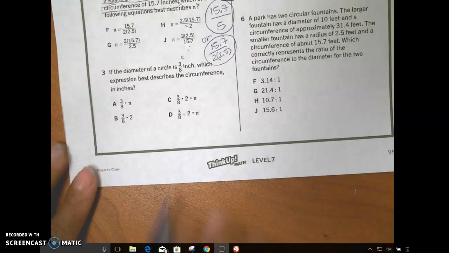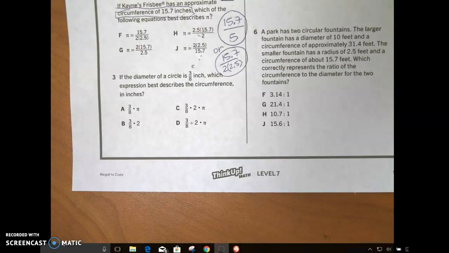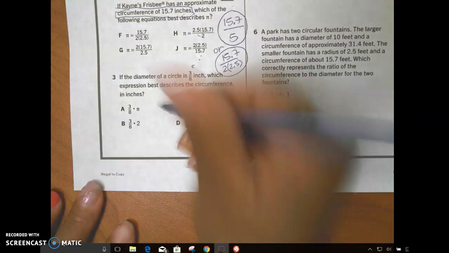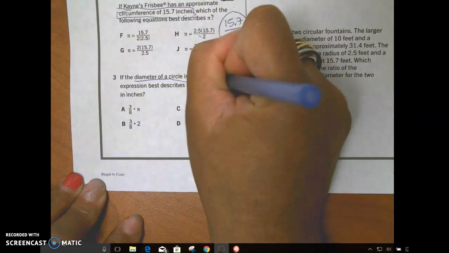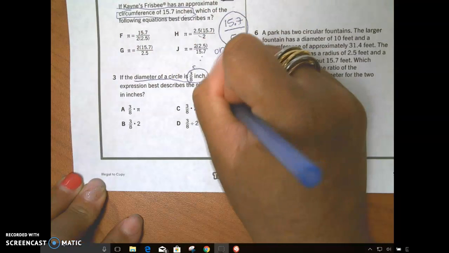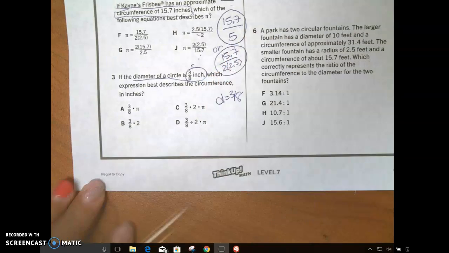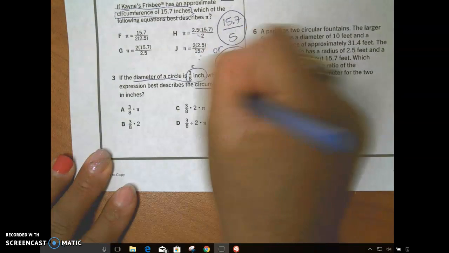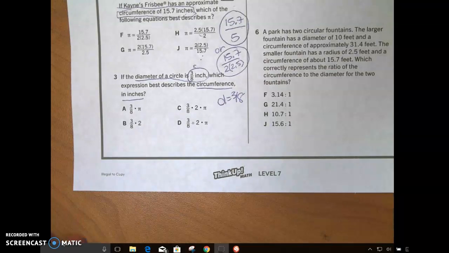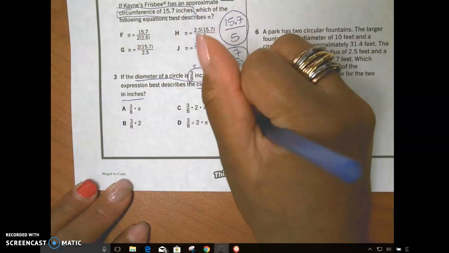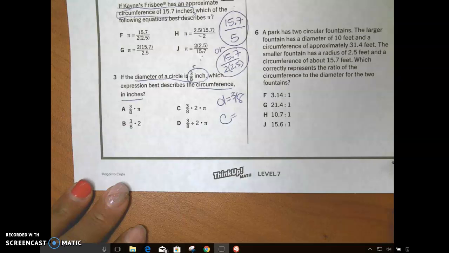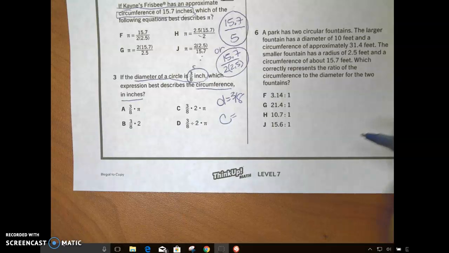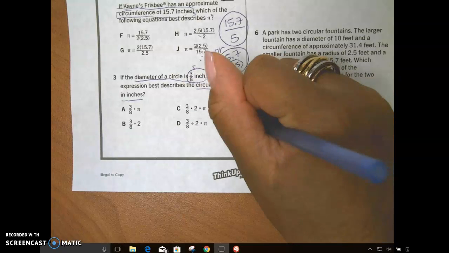Number 3, if the diameter of a circle is 3/8 of an inch, what have they given me? Diameter, which means diameter equals 3/8. Which expression best describes the circumference in inches? What do I need? The circumference, how do I find it? Diameter times pi, multiply by pi.